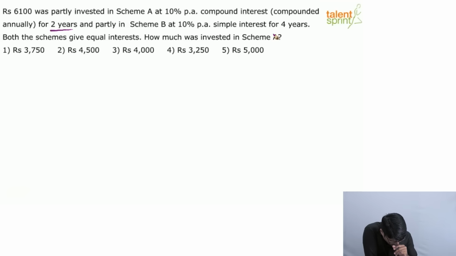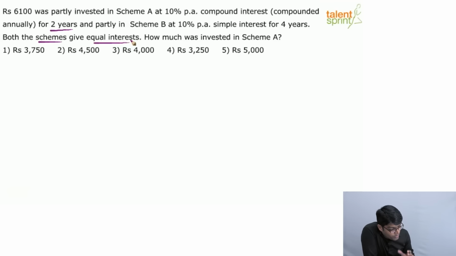Now, if you look at the question, this is not something new. We have solved such questions in our simple and compound interest video as well, where a total amount is invested in two different schemes, one offering simple interest, the other offering compound interest at different rates and different time periods, and then some condition is given about the interest that we get between the schemes. So here he says both the schemes give equal interest.